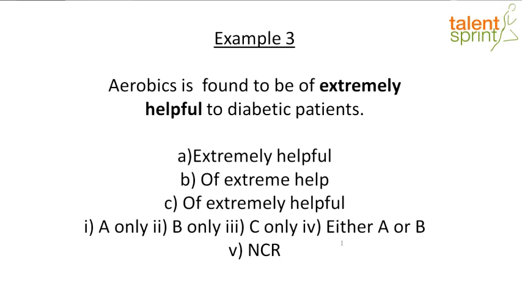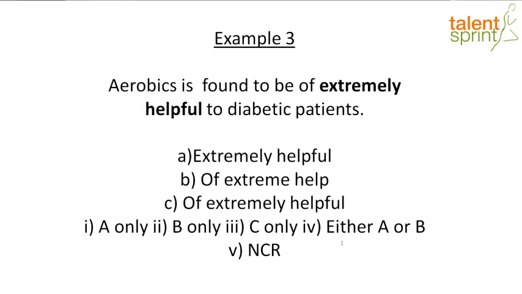And let's look at our options. Option A, extremely helpful. Option B, of extreme help. Option C, of extremely helpful. And then I have 1, 2, 3, 4, 5. So if I think only A is correct, I'm going to select 1. If I think only option B is correct, I will select 2. If I think only C is correct, I will select option 3. Or if I think either A or B will fit in this context, I will select option 4.